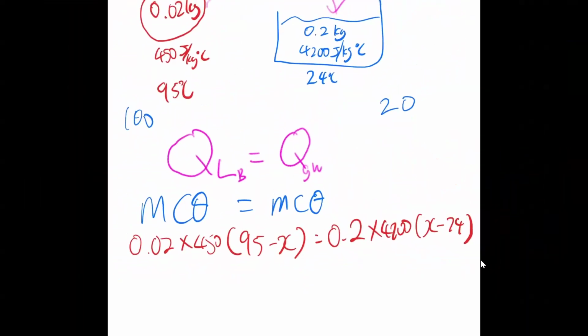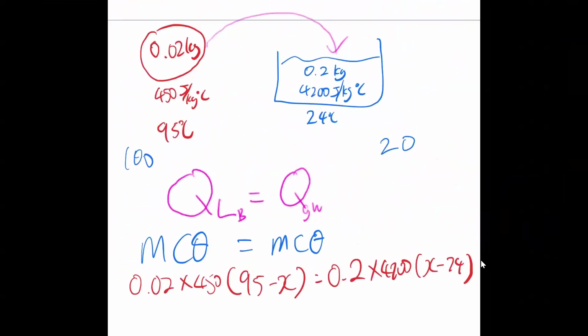Okay. So why is this one minus this? Why is it number minus x, and x minus number here? It's because number one, I know that the ball is going to decrease temperature, right? Decrease to how much I don't know, but I know that it's going to cool down, right? I want to find what's the change in temperature from the initial temperature of 95 to the final temperature, which will be x. But this one here is x minus 24 because the final temperature is going to be higher than 24.